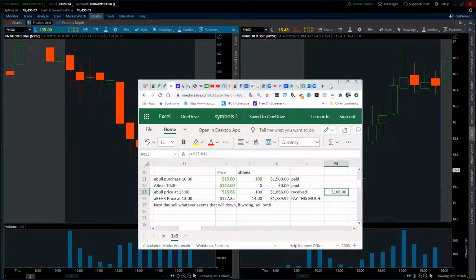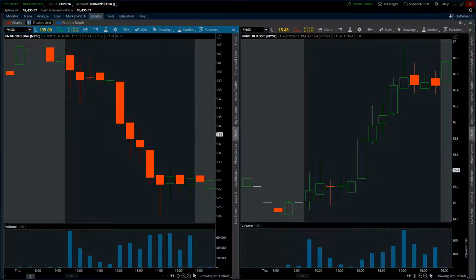A lot of work, but you have to do it because of the law, the 3 day rule thing, the 3 day day trade rule. There's nothing else to do. This is very simple.